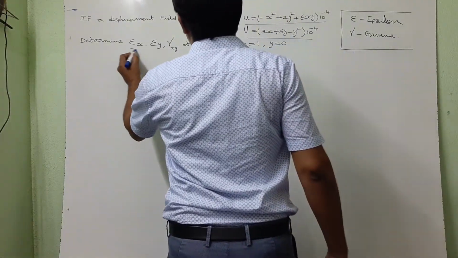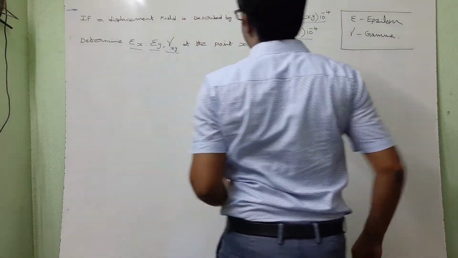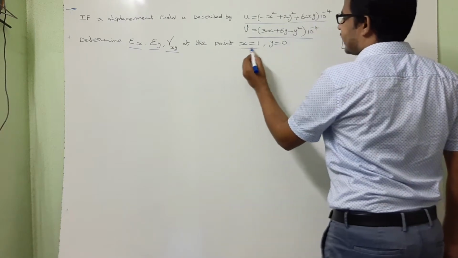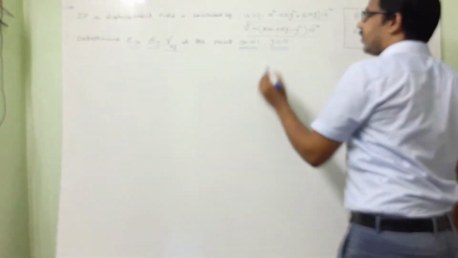Here, if a displacement field is described by u equal to minus x square plus 2y square plus 6xy into 10 power minus 4, v equal to 3x plus 6y minus y square into 10 power minus 4. Determine epsilon x, epsilon y, gamma xy at the point of x equal to 1 and y equal to 0.